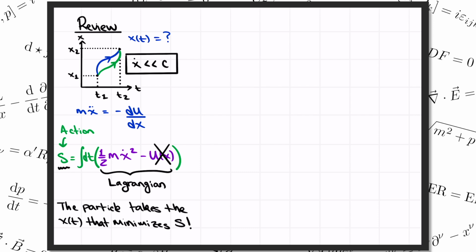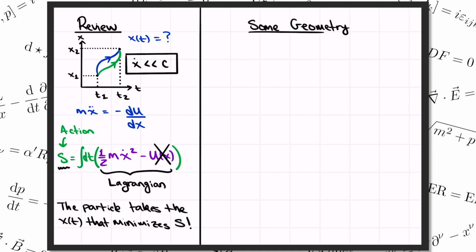And that's going to be the key insight for writing down the relativistic action. So let me break down what that means. Let's first review some basic geometry. It might seem like I'm being a little pedantic here, but things are going to get weird in a moment when we start talking relativity. And so it's a good idea to refresh our memories about some fundamentals.